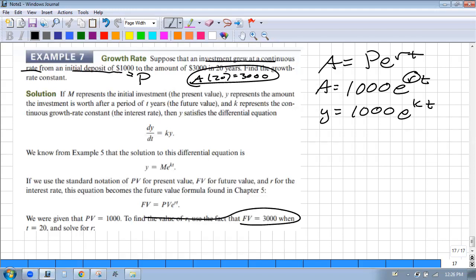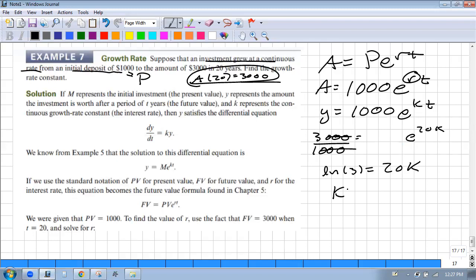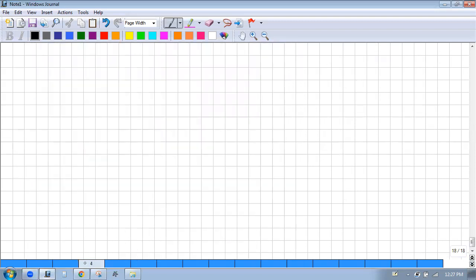To use this to solve for r, well, you replace A with 3,000 and replace t with 20. Okay, so you can divide both sides by 1,000. So take the natural log of both sides. So k is going to be the natural log of 3 divided by 20. Plug that in your calculator. Oh, they use r. They call it k and then they call it r. Fine. k and r are the same thing.